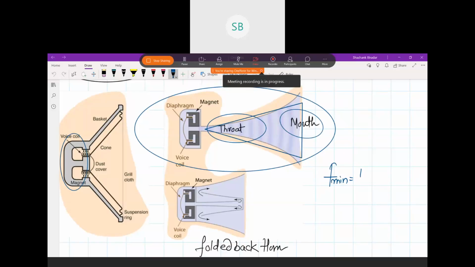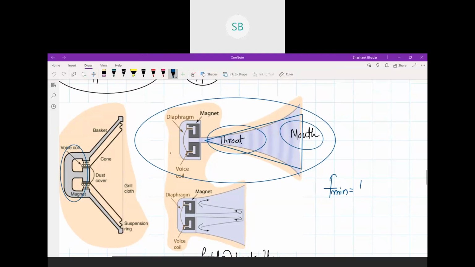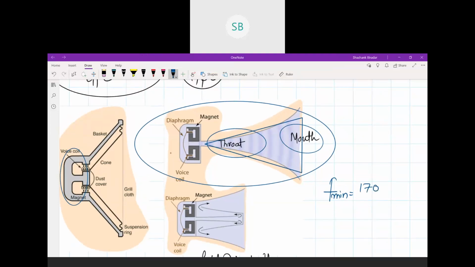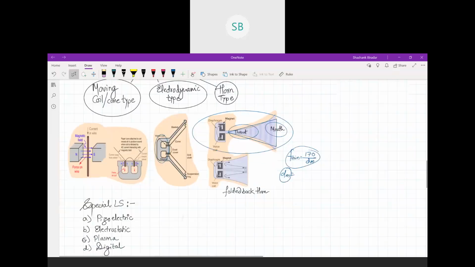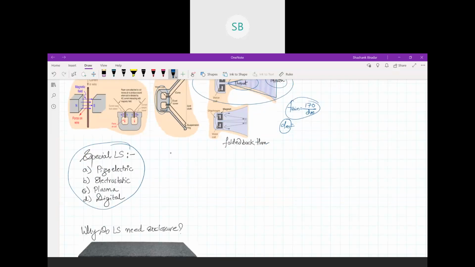So here f minimum is given as 170 divided by dm, where dm is the diameter of the mouth in meters. So with reference to the diameter of the mouth, you can calculate the frequency that can be produced by the horn. This is a very brief description of the types of various loudspeakers. Also, there are various types of special purpose loudspeakers like piezoelectric, electrostatic, plasma, and digital.